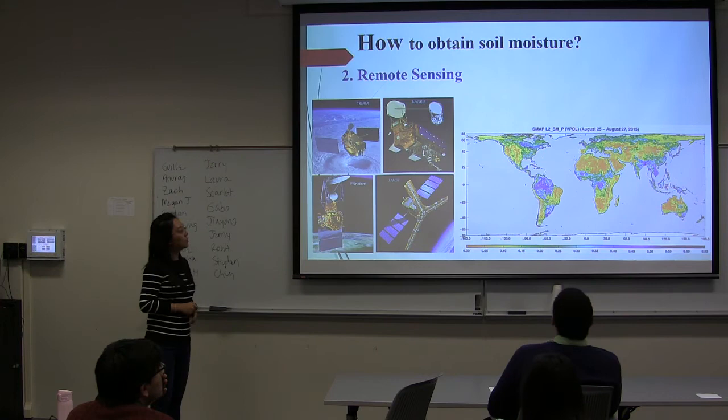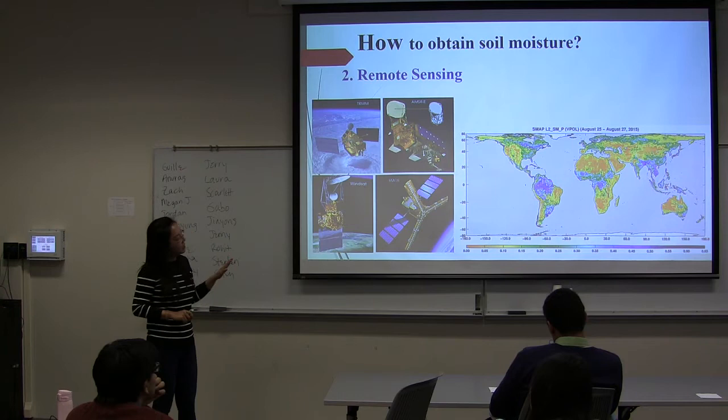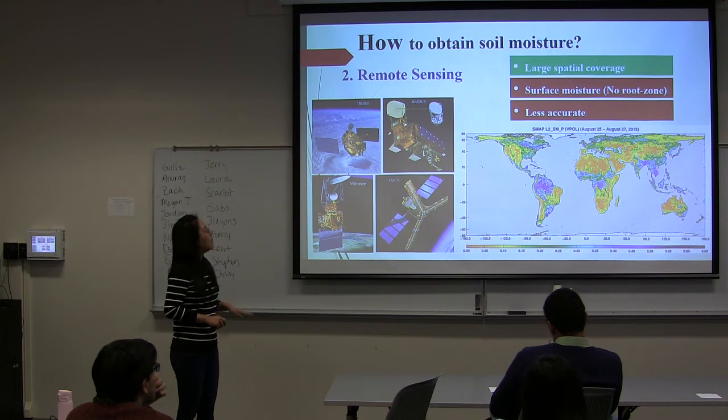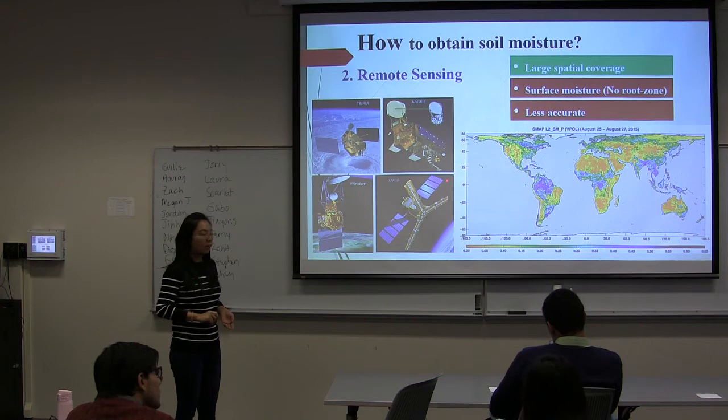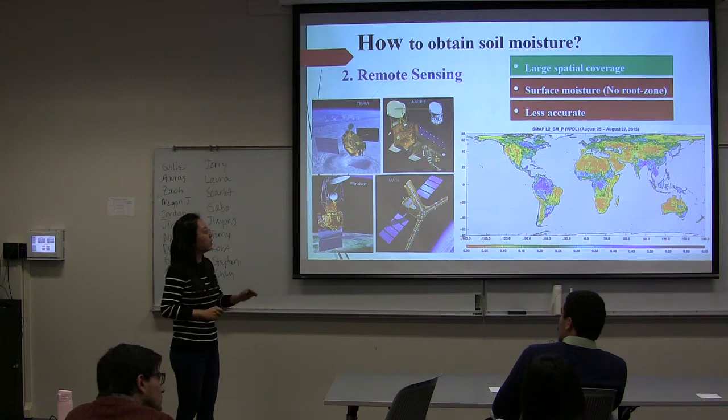The second method is remote sensing. So currently, microwave remote sensing can retrieve surface soil moisture based on the backscattering of the land surface. So this map shows the products from remote sensing. It is a very beautiful, continuous soil moisture coverage. So the strong point of this method is that it has very large spatial coverage. But the weak point is that it can only obtain the surface moisture because the signal will attenuate as the depth goes deeper. So the satellites find it harder to retrieve information from deeper layers. And compared to the ground measurement, this method is less accurate.